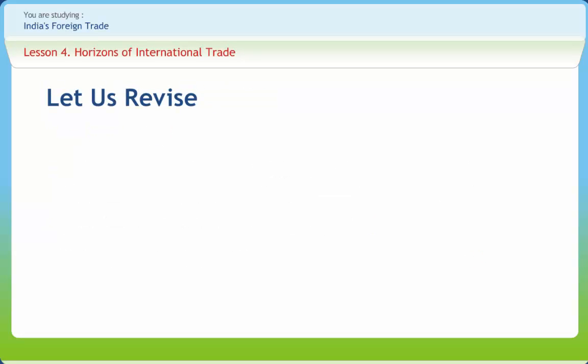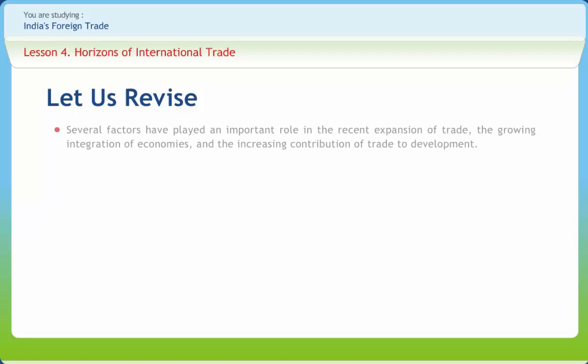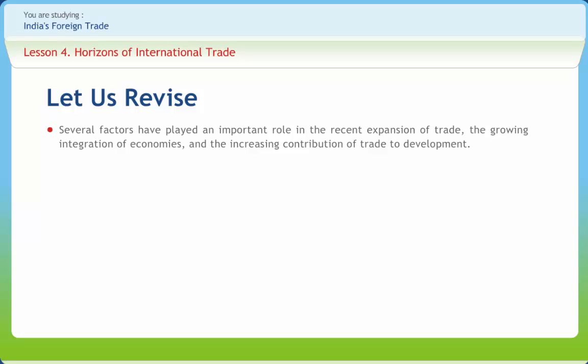Before we end, let us briefly revise what we have studied till so far. Several factors have played an important role in the recent expansion of trade, the growing integration of economies, and the increasing contribution of trade to development. These include the liberalization of tariffs and other barriers to trade, foreign direct investment through trade and investment negotiations and agreements, autonomous unilateral structural reforms, technological innovations in transport and communications, international solidarity through supportive measures.